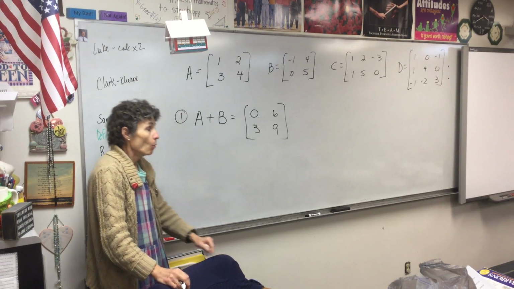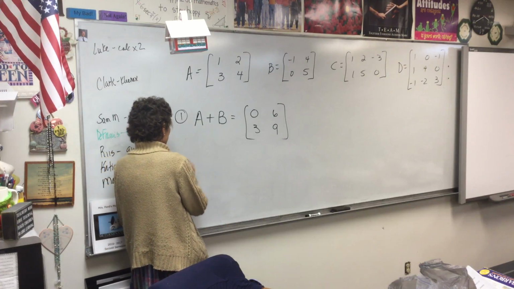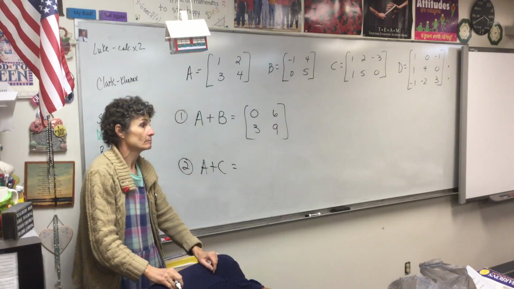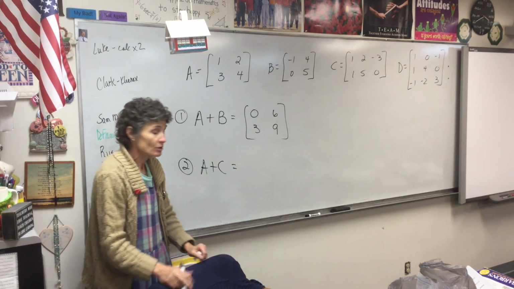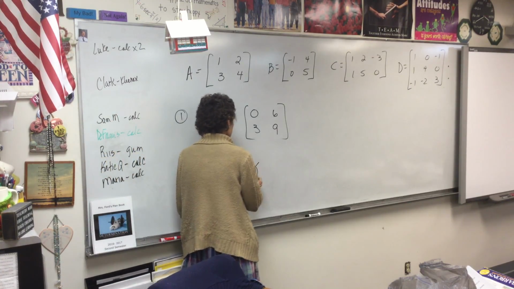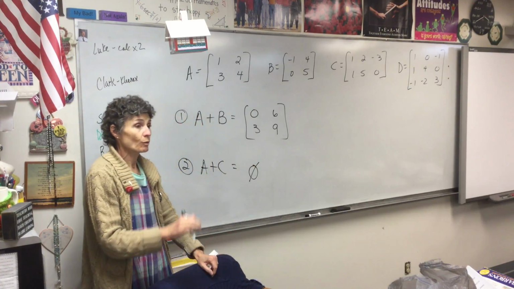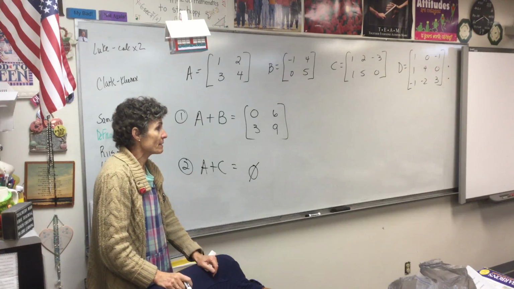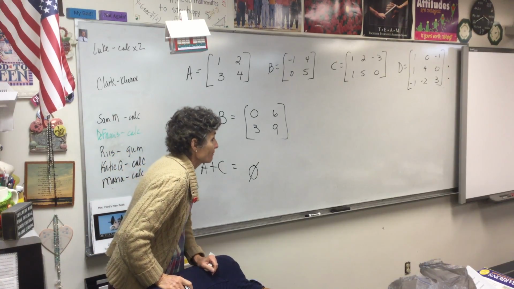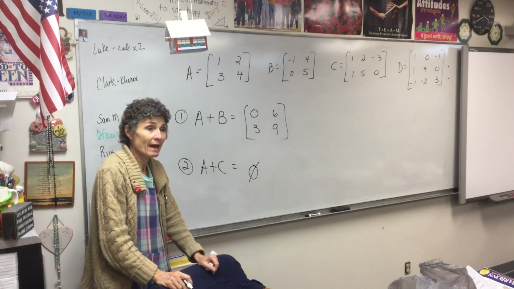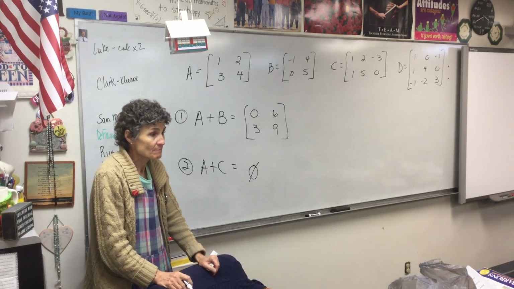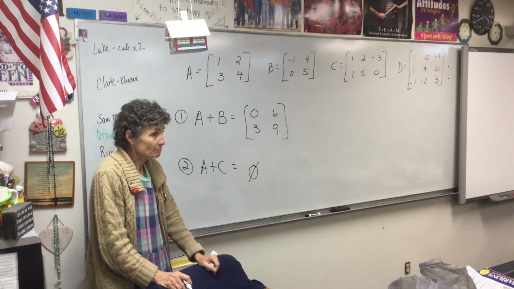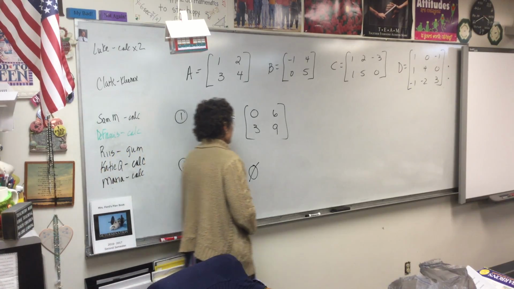Now, what if I said, let's add A and C? Can't do it. So you can put an empty set symbol, you can write can't do, or you could explain to me, Mrs. Ford, they have to have the same dimensions in order to add them. They have to be the same size. Remember that? All right, so what about this question?